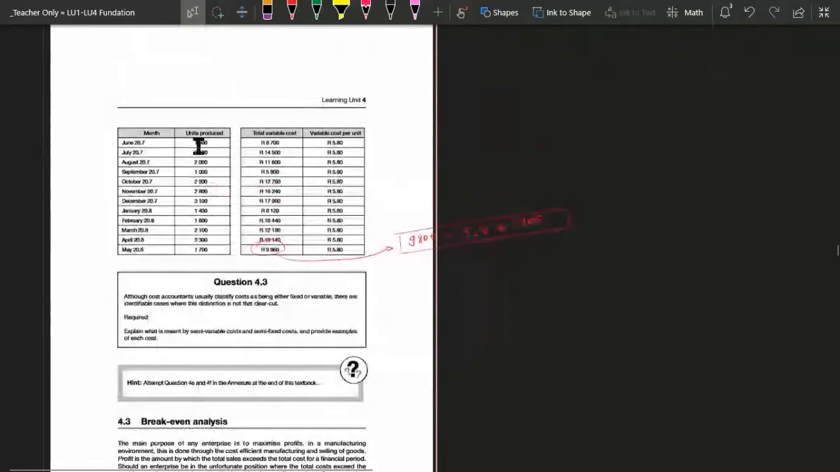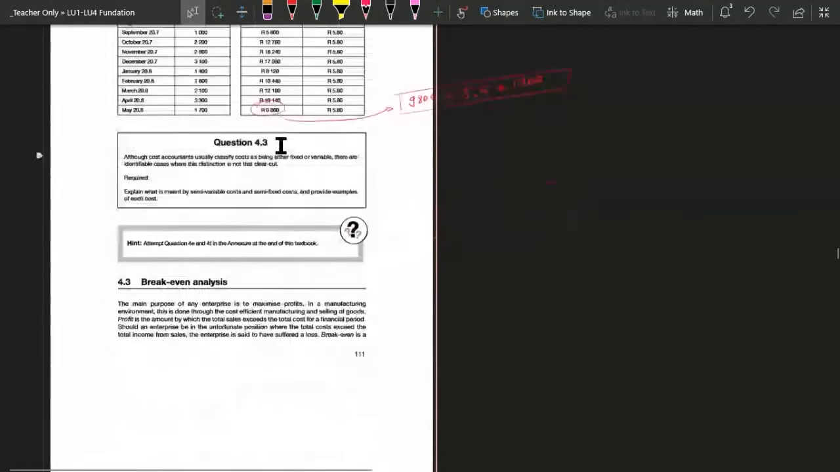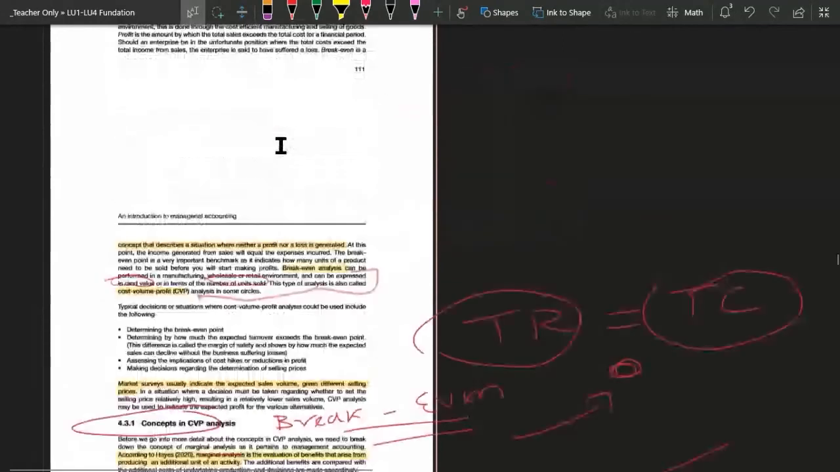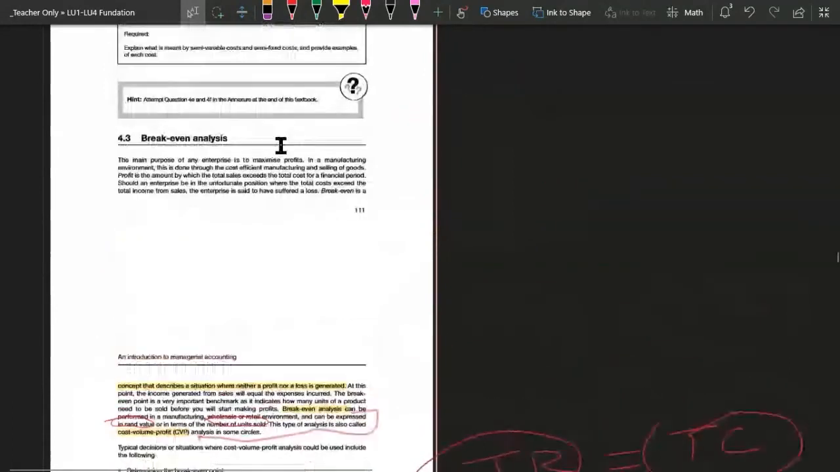Very important. Another, the same example, but this time for variable cost. Remember, the variable cost per unit always stays the same. What varies is the number of units. So if the number of units goes up, the total variable cost goes up. If the number of units goes down, the total variable cost goes down. As simple as that.